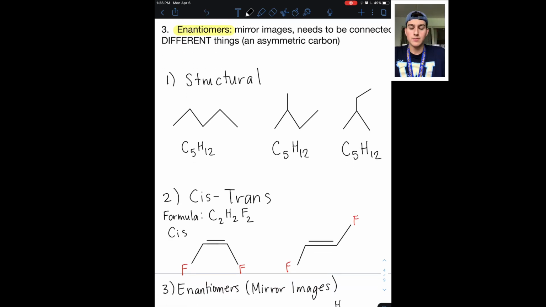Cis means that the elements that you're focusing on are on the same side. And then trans, that means they're on different sides. So it's trans, since they're on different sides of the double bond. And then cis is the one on the left since they're both on the same side.